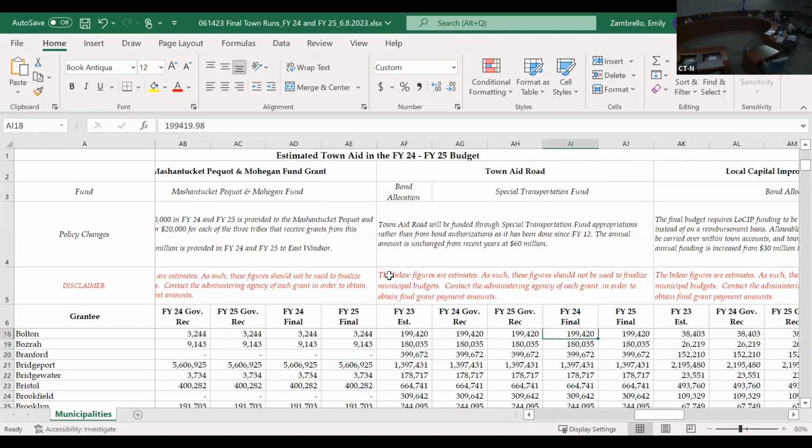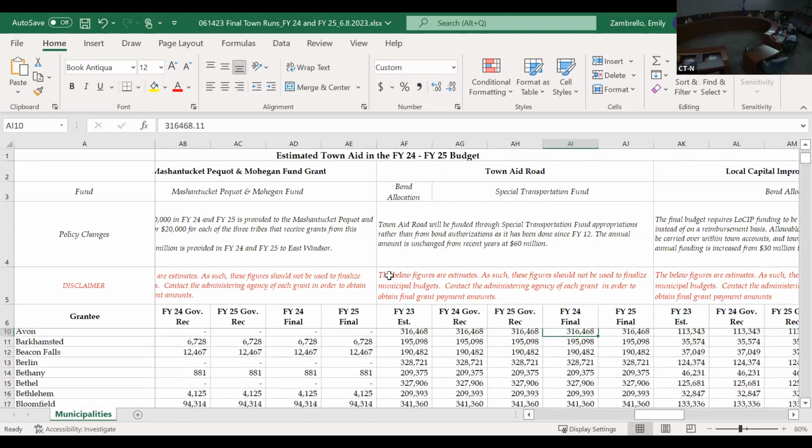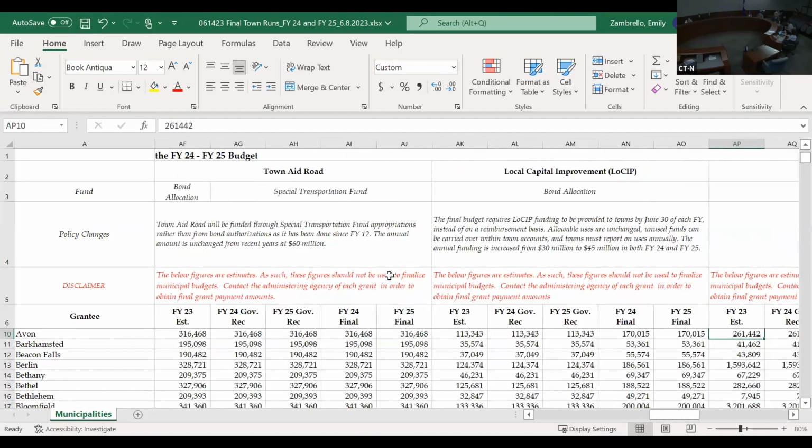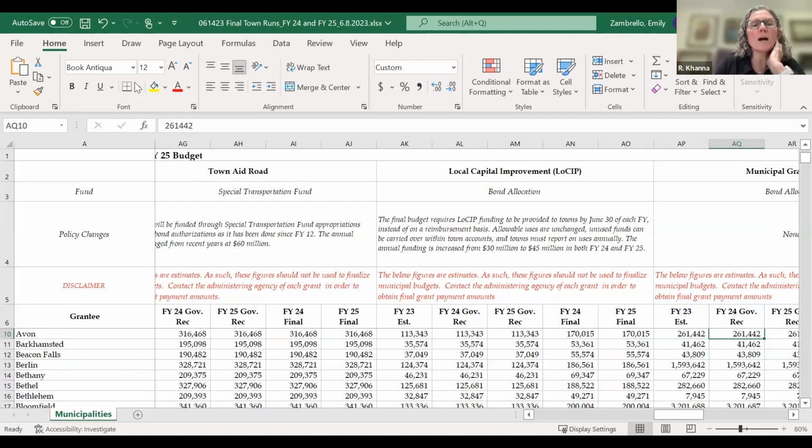Town Aid Road, this is what everyone receives. This is what all the towns are going to get to sort of maintain their roads and locally. This is the LoCIP that is bonding that Zoe talked about that has to go onto the State Bond Commission and be approved. So if your legislator is saying, well, where's my LoCIP? You want to explain to them that this has to get onto an agenda and get approved, and then it will come. How is Town Aid Road calculated?